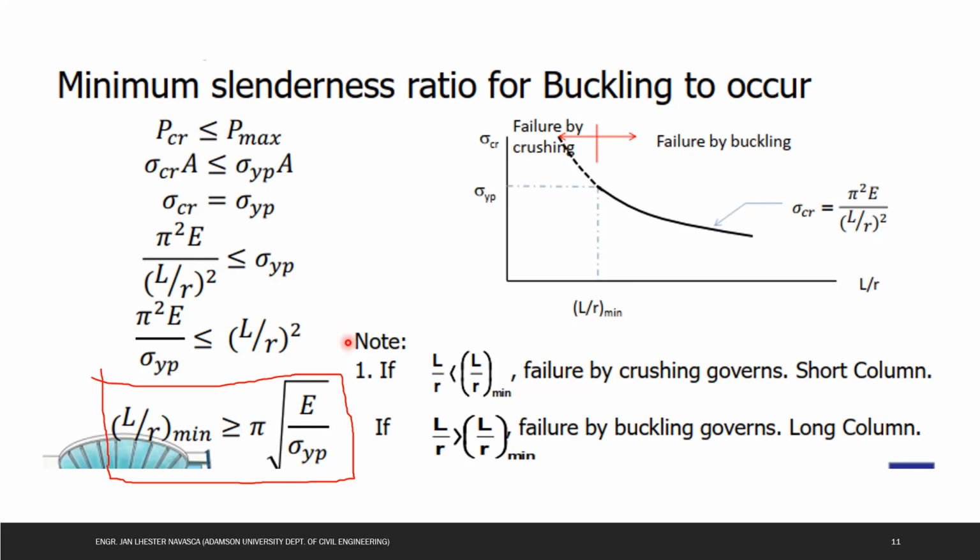So writing our understanding in the graph. If our L over r is less than L over r min, failure by crushing will govern, and we have a short column. And if we have a slenderness ratio L over r that is greater than L over r min, then we have a failure by buckling, or we call it a long column.